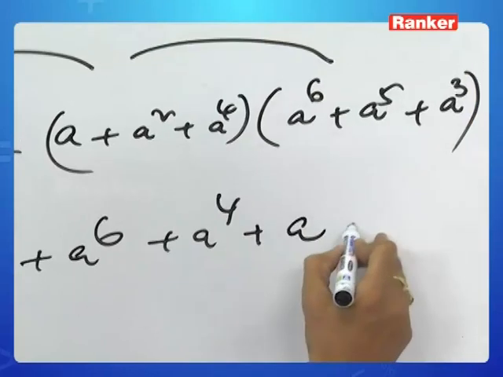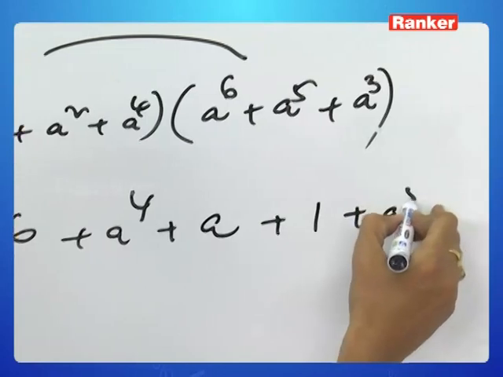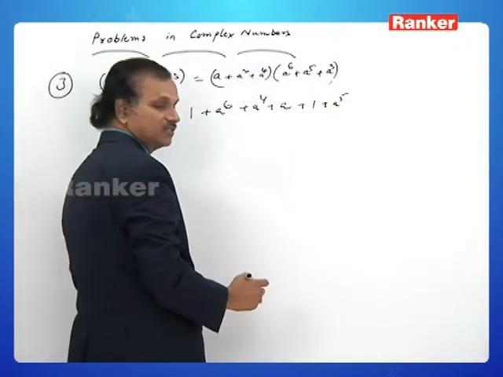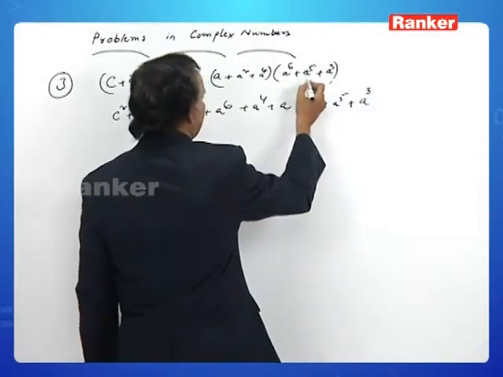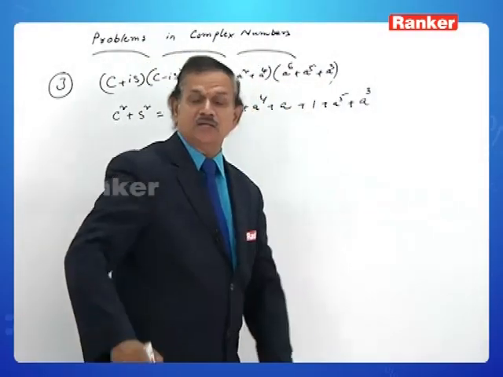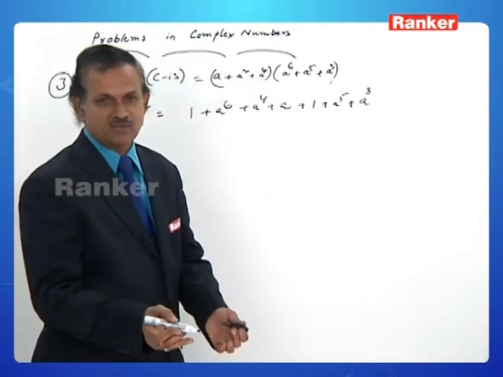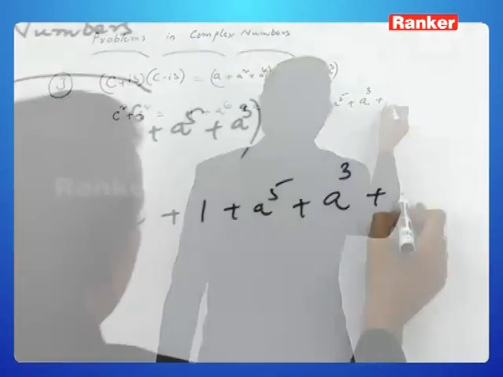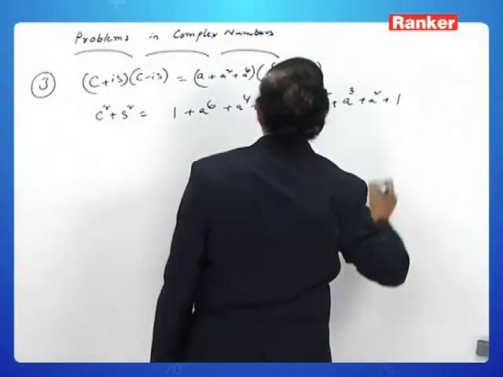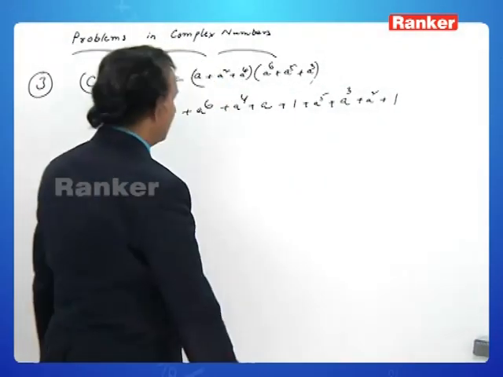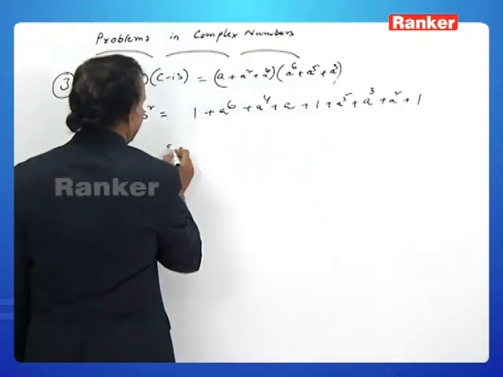A square into A power 5, A power 7, that is 1. A square into A cube, A power 5. A power 4 into A power 6, it is A power 10. A power 10 means A cube. A power 4 into A power 5, A power 9. A power 9 means A power 7 into A square. But A power 7 is 1, hence it is A square. And at last, A power 4 into A cube is again A power 7, that is 1. Altogether, how many ones are here? 1 plus 1 plus 1, it is 3.